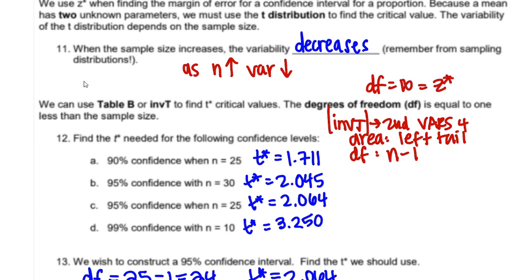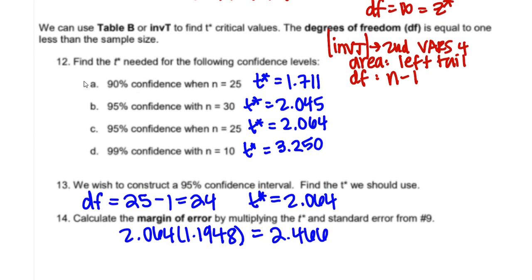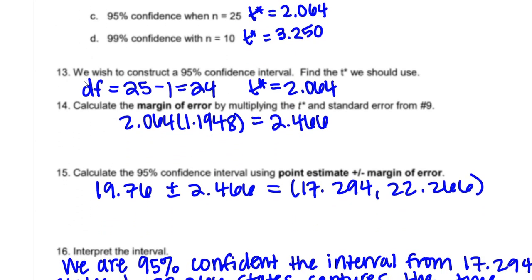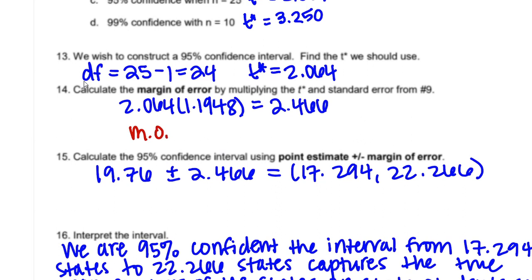All right, so let's keep going. With number 13, we found the t star then for our sample, and we got 2.064. The margin of error, we already know, is your critical value multiplied by the standard error. And so in this case, that's going to be t star times s over square root n. It's going to be your margin of error for the means.